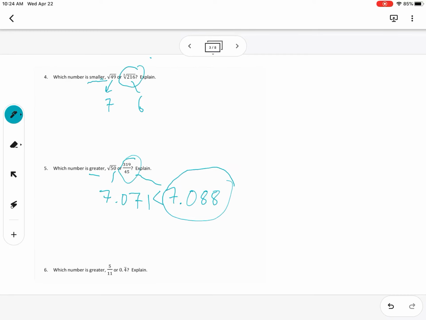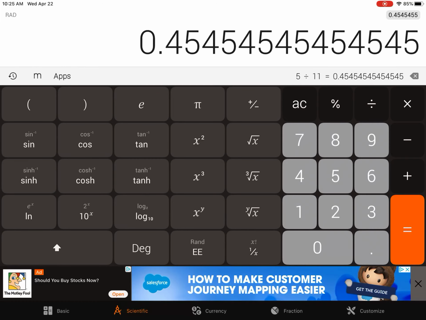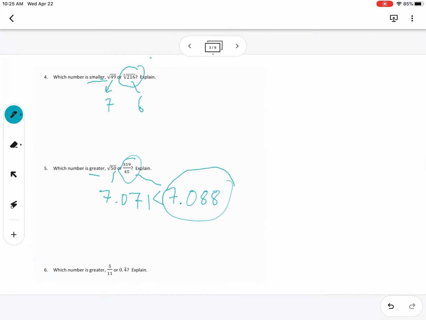All right, number 6, which is greater, 5 over 11 or 0.4 repeating? So all I have to do as far as work here is just do 5 divided by 11. So 5 divided by 11 equals 0.45 repeating forever. So let me bring that back. Is it 0.45 repeating forever, or is it 0.4 repeating forever? So that first number, that top number, is barely larger. So 5/11ths is barely larger than 0.4 repeating forever.